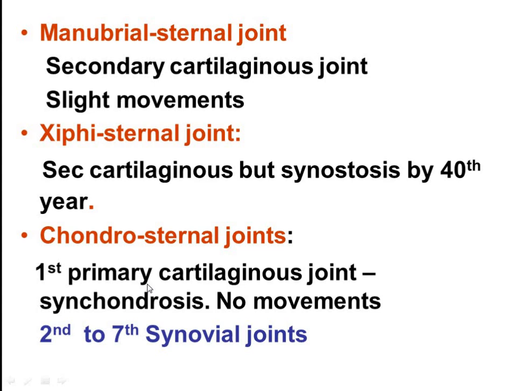no movement is possible. As far as the 2nd to 7th costal cartilages are concerned, the 2nd to 7th chondrosternal joints are plain synovial joints. That means slight movement is possible. For all respiratory movements, expansion and relaxation, slight movement is possible because of these plain synovial joints present between the 2nd to 7th costal cartilages and the body of the sternum.